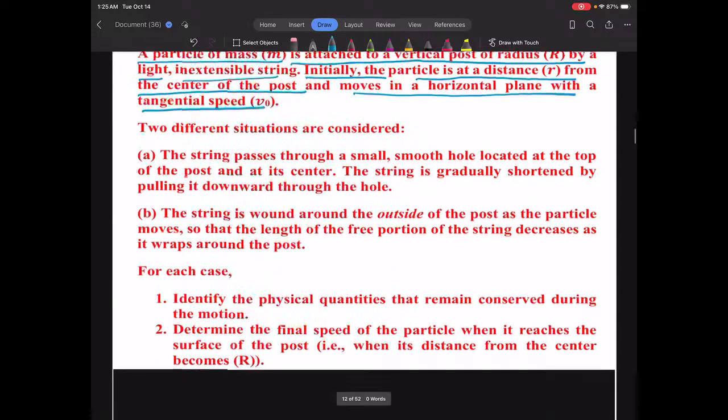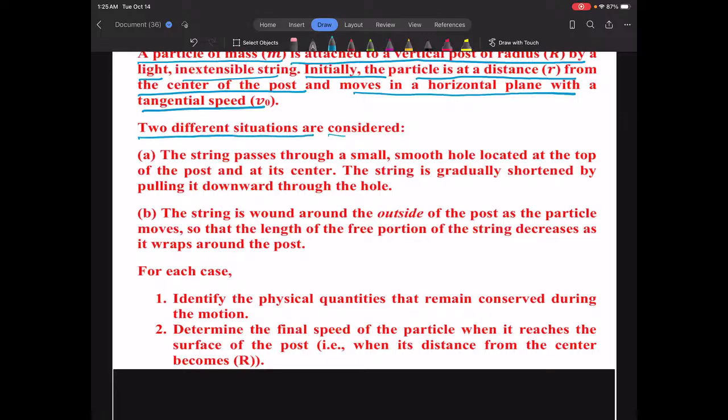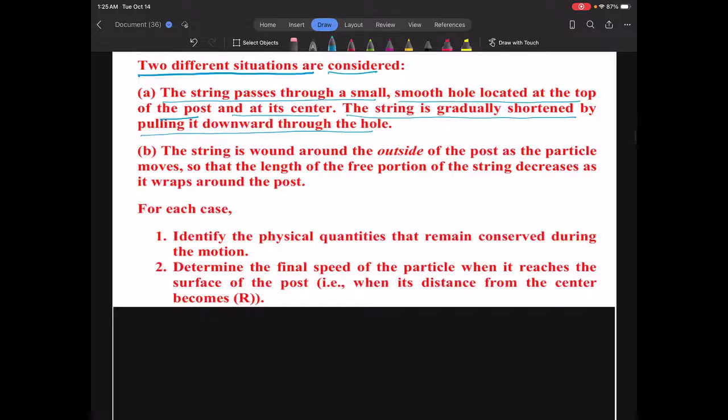And so in this case, there are two different situations. The two different situations are considered. The string passes through the small smooth hole located at the top of the post and at its center, the string is gradually shortened by pulling it downward through the hole. And in the second part, the string is wound around the outside of the post as the particle moves, so that the length of the free portion of the string decreases as it wraps around the post.